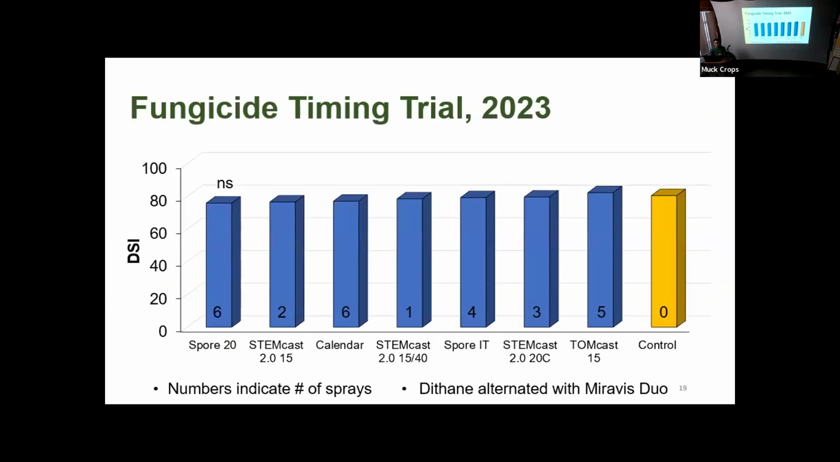So we've tested these in the field, looking at the StemCast model and spraying based on different spore thresholds, and also looking at the Tomcast model and regular scheduled fungicide applications, which we call the calendar spray. In 2023, we didn't see any reduction in disease severity with any of these treatments compared to the control. We did use Dithane alternated with Miravis Duo in this trial, which didn't seem to suppress Stemphylium, as we did 6 fungicide applications in our calendar spray and we saw no difference. But we did see that our StemCast models did reduce some of our fungicide applications.